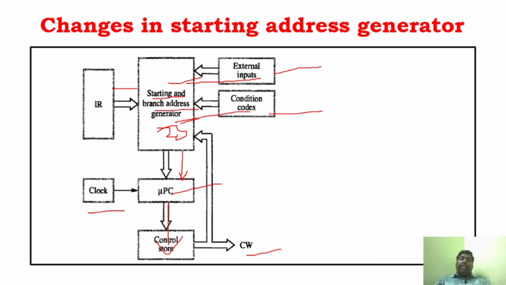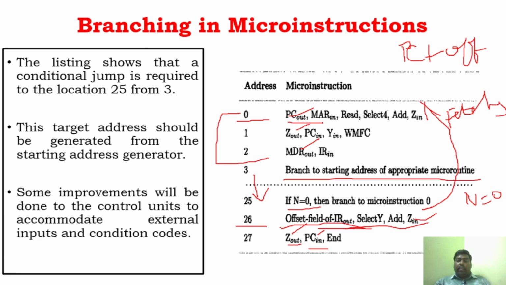Whenever there is a branching instruction, it will go to that branching instruction, for example 25. And once again, while executing 25, it will check the conditional. If N is equal to 0, where will it go? It will go to the first operation and start fetching the next instruction.